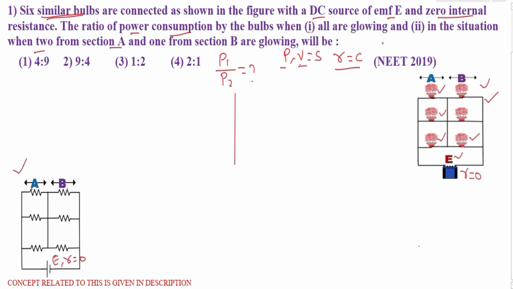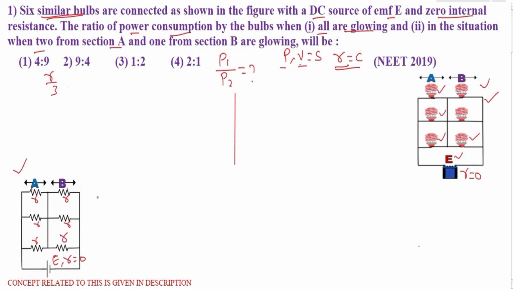Now let us go to our first case where all bulbs are glowing. That means all these 6 resistors are effective. I took the value of the internal resistance as R, so all 6 resistors have resistance R. In the first case all 6 bulbs are effective. In section A, these 3 resistors are in parallel, so their effective resistance will be R by 3.